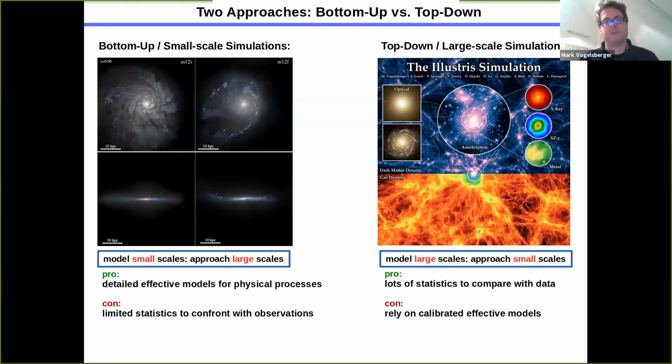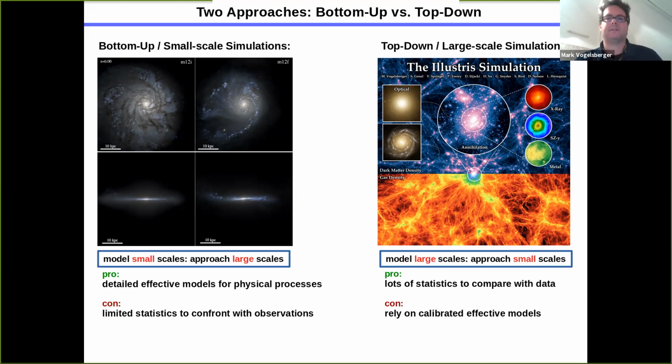Now, there are different approaches, as I mentioned, for these galaxy formation simulations. There's the so-called bottom-up small-scale simulation approach, where you simulate a lot of galaxies at high resolution through zoom-in simulations. Here's an example from the FIRE simulations. That is, of course, great because you have very detailed models for the physical processes, since you have the numerical resolution in the galaxies. But on the other hand, as I mentioned before, you are rather limited in terms of the statistics, because you cannot have a large number of these galaxies. You typically have a few hundred, and that's more or less the sample you have.